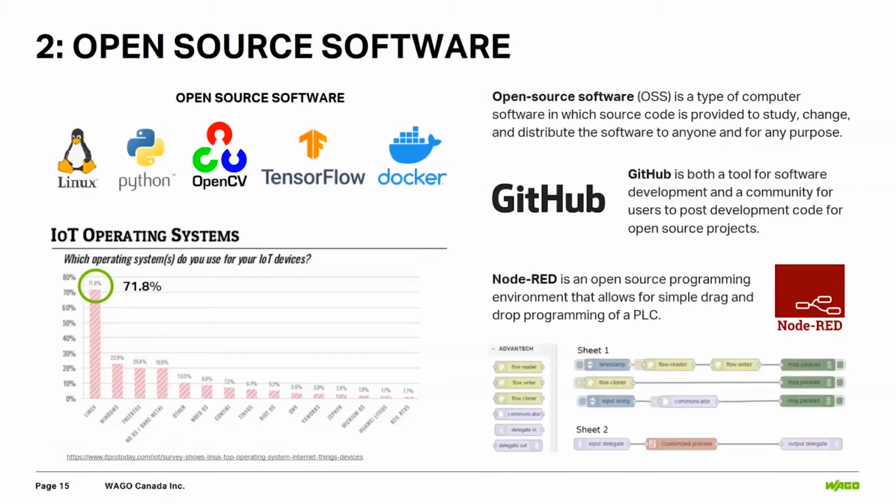Another piece of software I'd like to mention here is Node-RED, and I think Node-RED is interesting because it's an open source programming environment that allows for simple drag and drop programming of a PLC. Now, Node-RED is still very much in its early development and early versions, but it's becoming stronger and more stable, and it's going to keep growing and will likely start to replace traditional forms of programming because it is so simple.